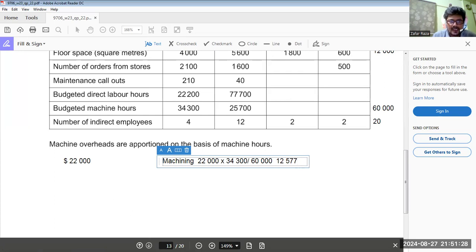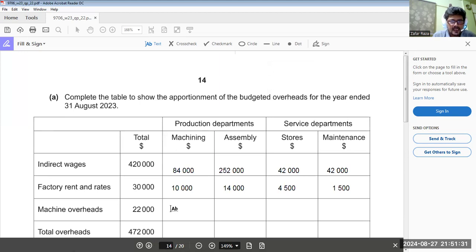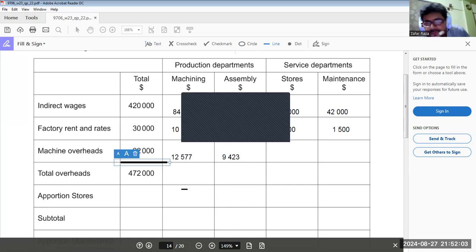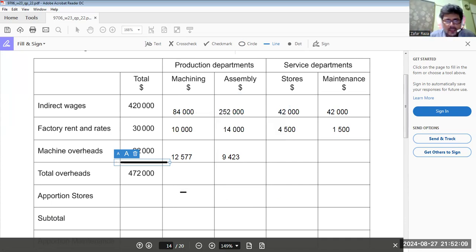Okay, we don't need to calculate for the second one. So out of 22,000 minus 12,577, 9,423 is left for the other department. It's very simple. Okay, now what we have to do, we have to get the total overheads. So total overheads here, 472.